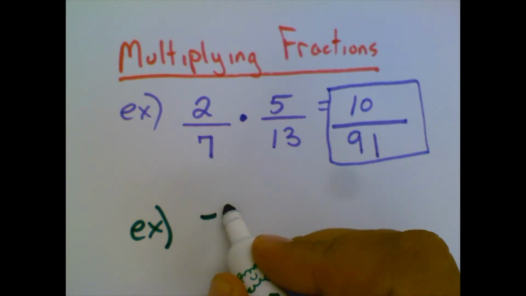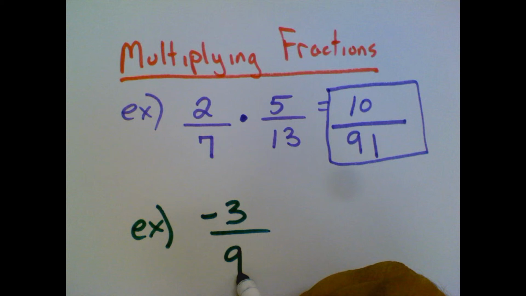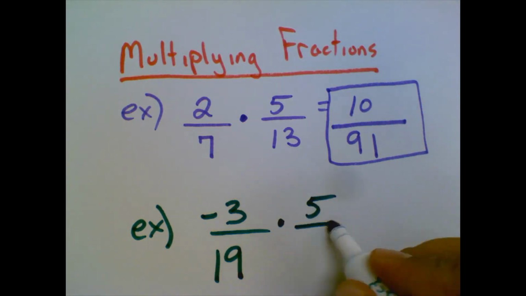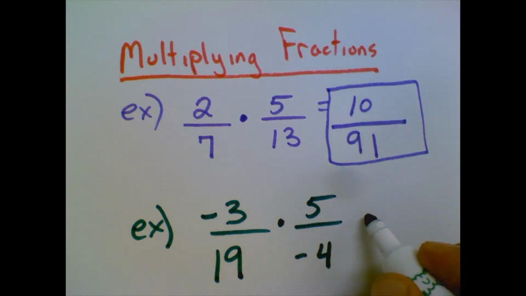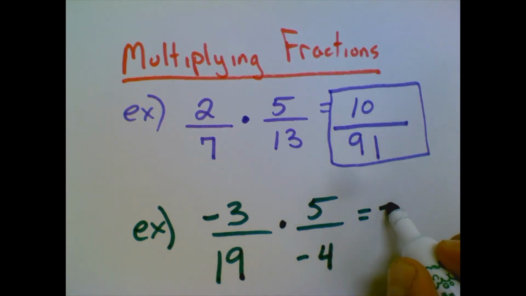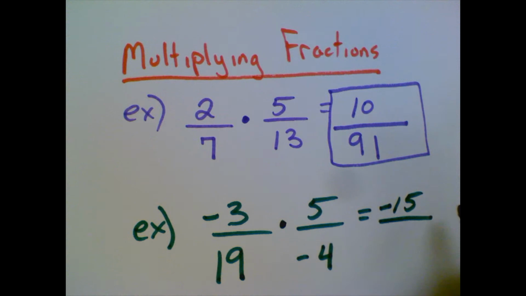Let's take negative 3 ninths. Let's do 9/19 times 5 over negative 4. Okay, it doesn't matter if the fractions are positive or negative, the rules are still the same. You're going to multiply straight across. So negative 3 times 5 would give us negative 15.